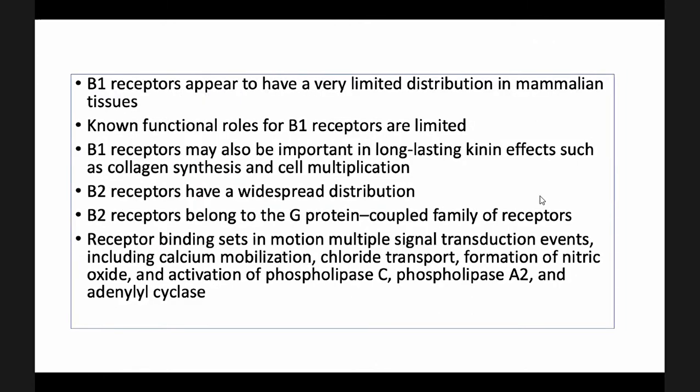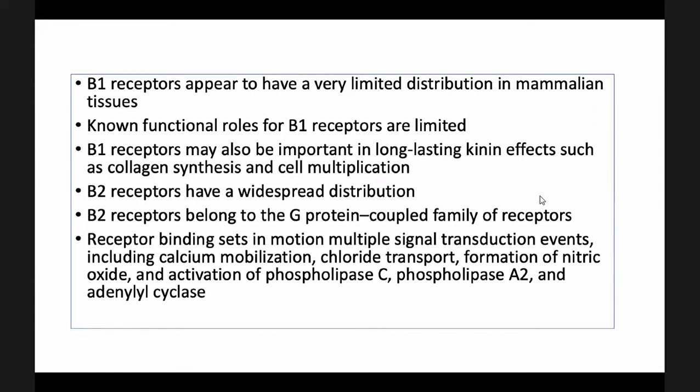So your B1 receptors appear to have limited distribution in mammalian tissues. The known functional roles for B1 receptors are limited. B1 receptors may also be important in long-lasting kinin effects, such as collagen synthesis and cell multiplication, while your B2 receptors have widespread distribution.